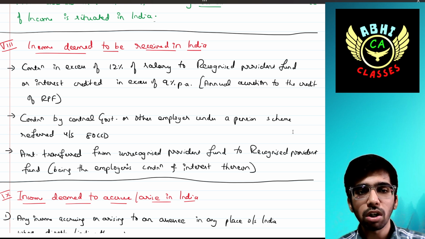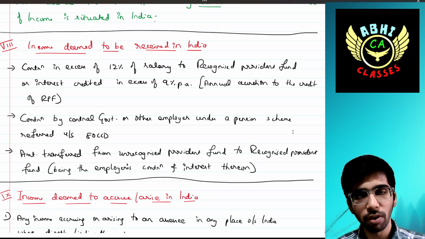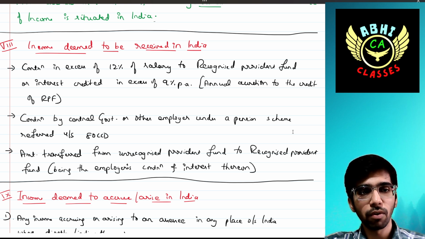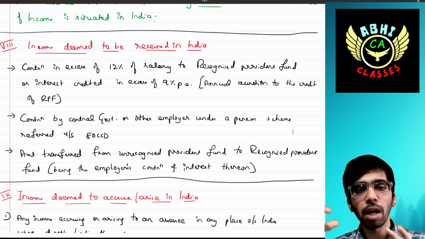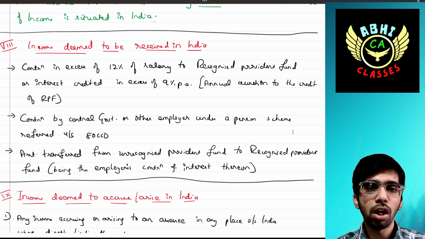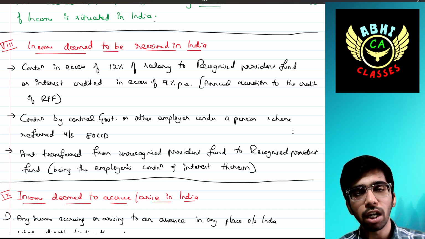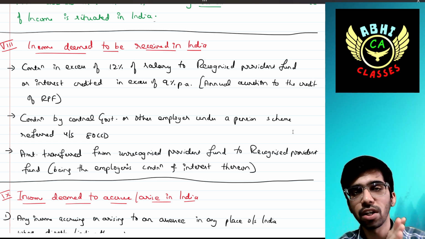Next, amount transferred from an unrecognized provident fund. There are four types of provident fund. We'll see it in detail in the salary chapter. Unrecognized provident fund to recognized provident fund, being the employee's contribution and interest thereon. If we transfer an amount from URPF to RPF, then that is also treated as deemed income. Then I have to be charged for that. That's it. Till now we have discussed the first part of the residential status and scope of income chapter.